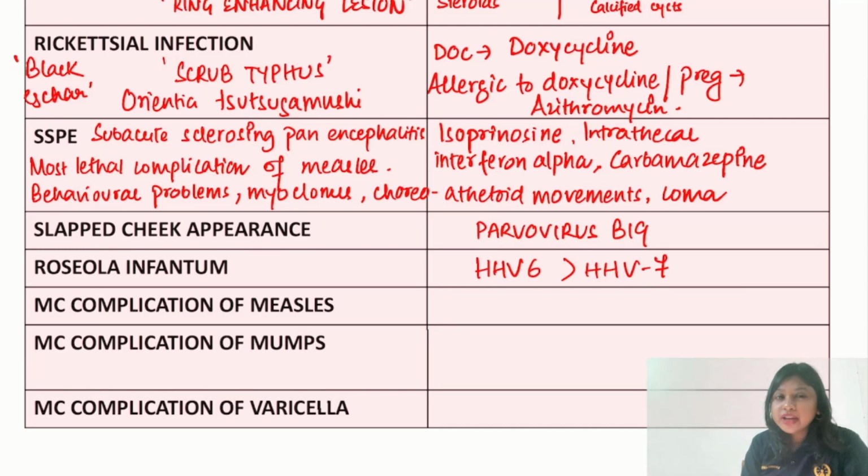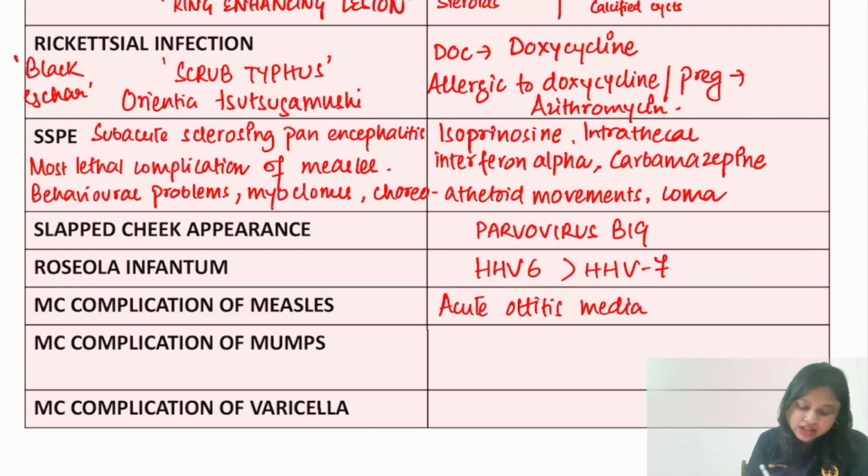I already told you about the most lethal complication of measles. The most common complication of measles that results in death is pneumonia. However, the most common complication of measles is acute otitis media. So three questions: most common complication of measles, acute otitis media. Most common complication of measles resulting in death, pneumonia. Most fatal complication of measles is SSPE.